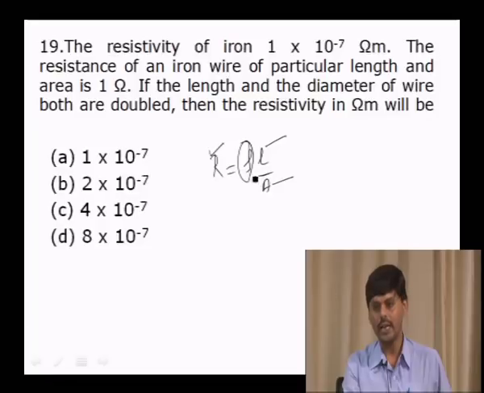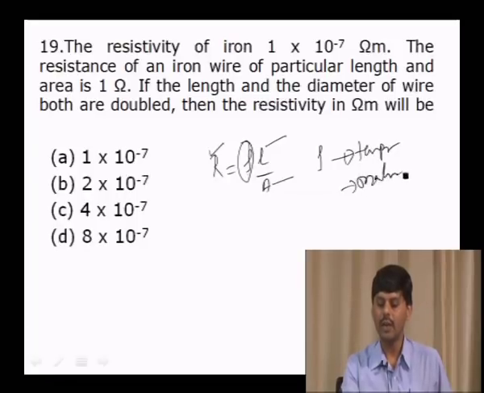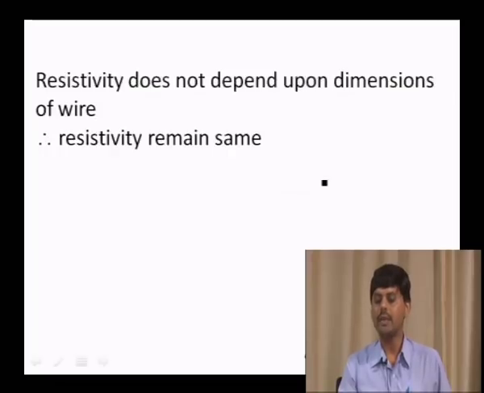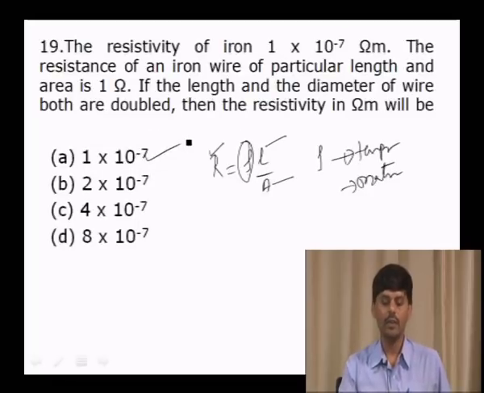This is a proportionality constant, and it only depends on the temperature and the material, which material we are using. Only depends on these two. If you change the diameter, increase the length, or decrease the area, whatever it may be, the resistivity of the material does not change. So, resistivity does not depend upon the dimensions of the wire, therefore resistivity remains the same. Hence, the correct answer is the first one, 1 into 10 raised to minus 7.